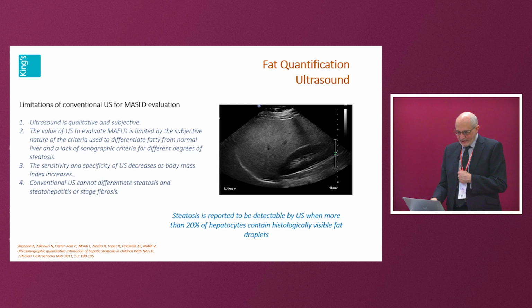But there are limitations, and we've been through all these limitations before. You can't see a lot of things. It's said that in B-mode ultrasound, 20% of hepatocytes have to have fatty change on histology before you actually see it. I think this is a little bit too high. I think it's probably less than that, but this is what the literature quotes. So what have we got coming up for fat quantification in the liver?